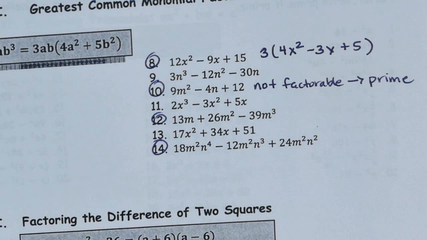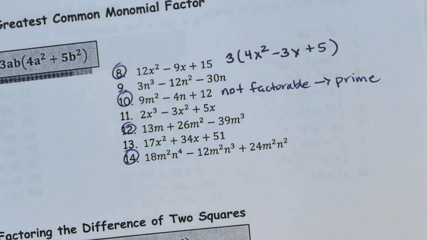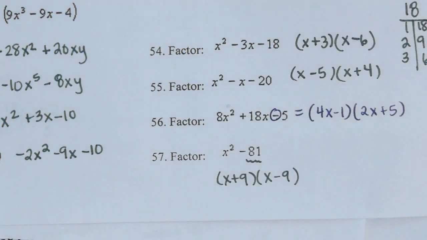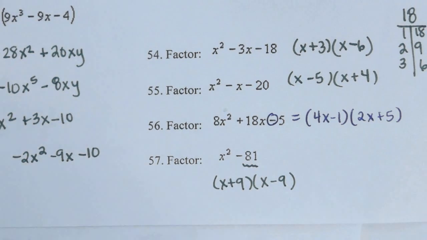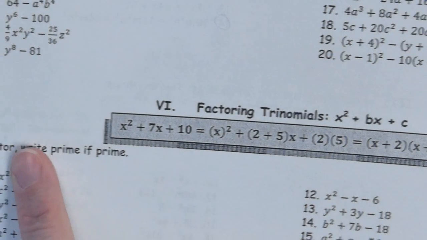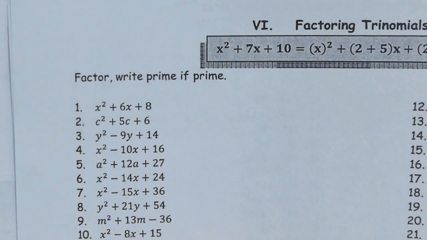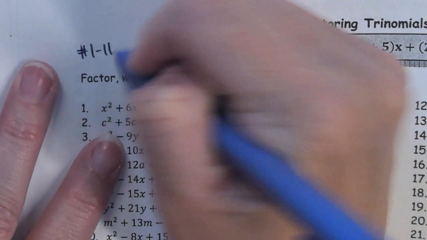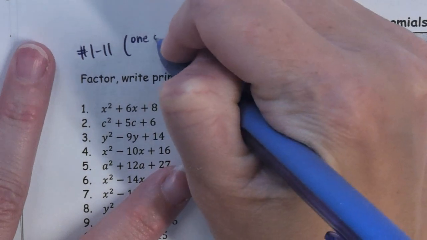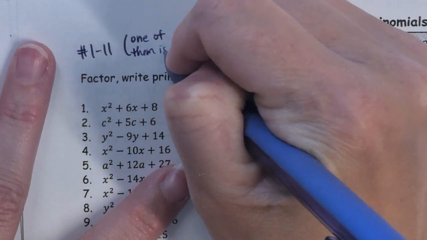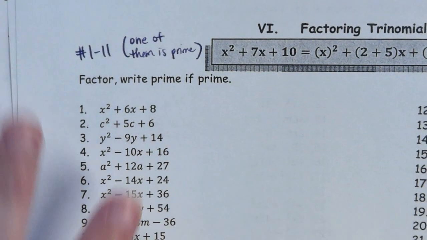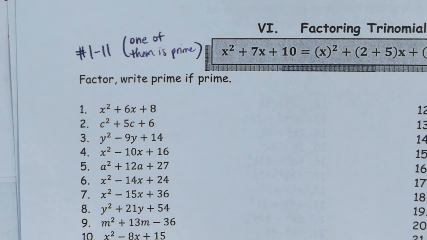Now that is only going to happen one other time. So you are not going to write that all over the place. I'm going to tell you where it is. Okay? It is in the last section that I'm asking you to do, this one. This is the section where you're doing numbers 1 through 11. One of them is prime. And honestly, this might be a good section to start with, too.